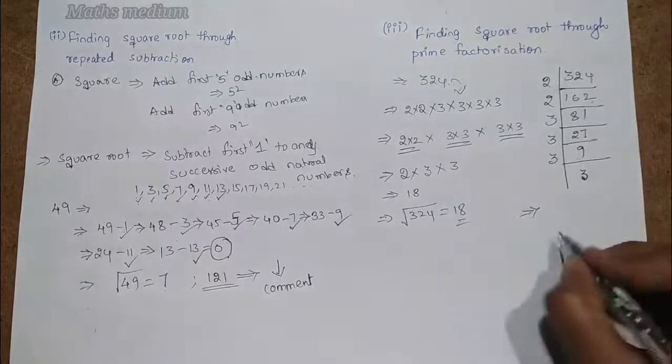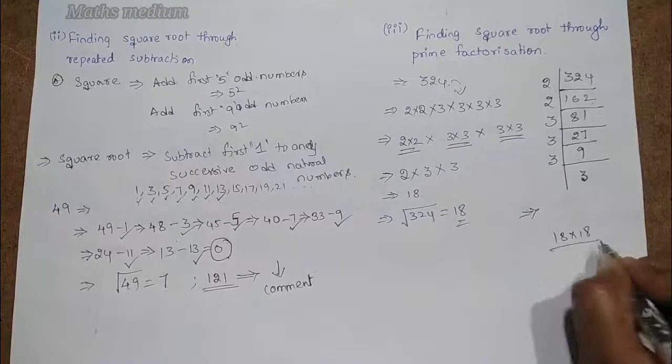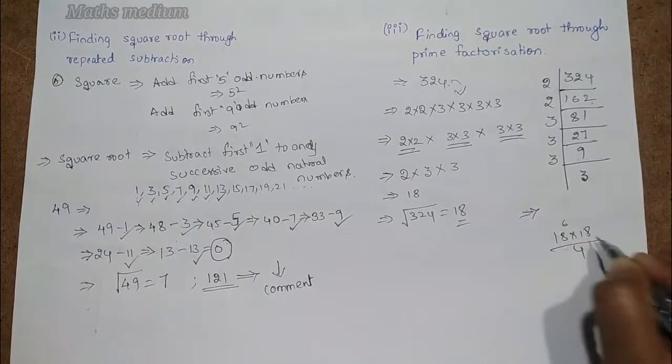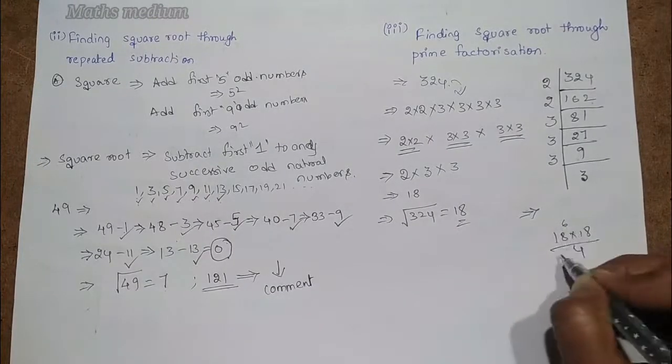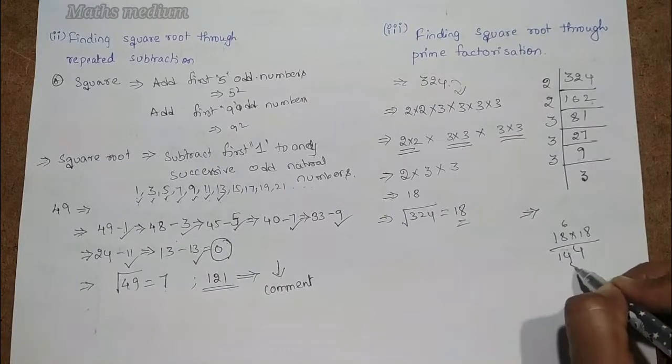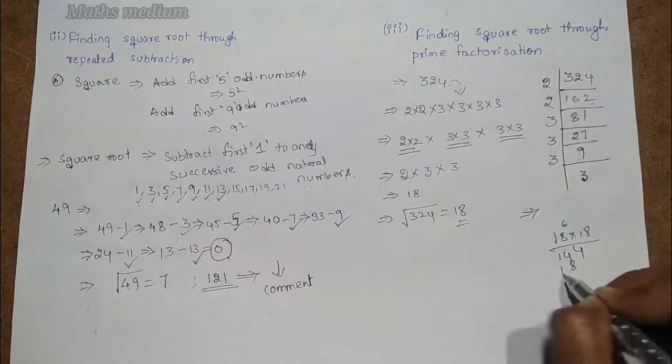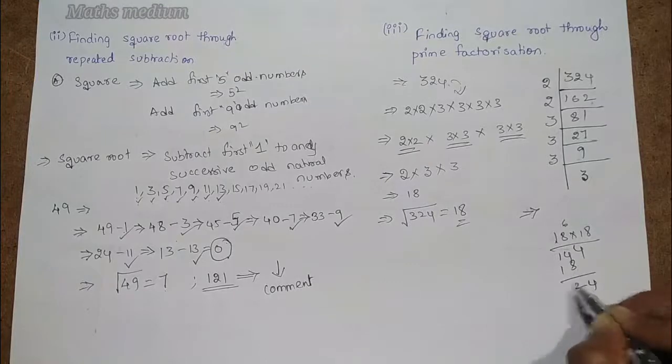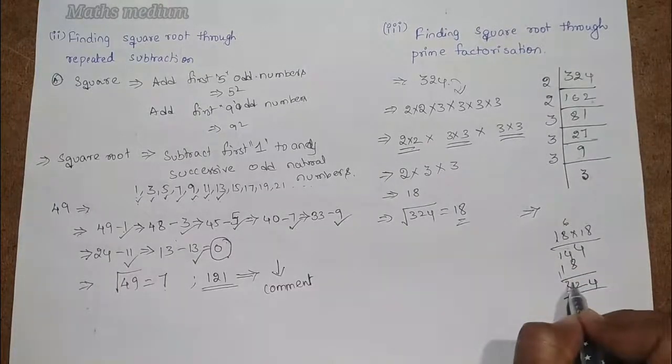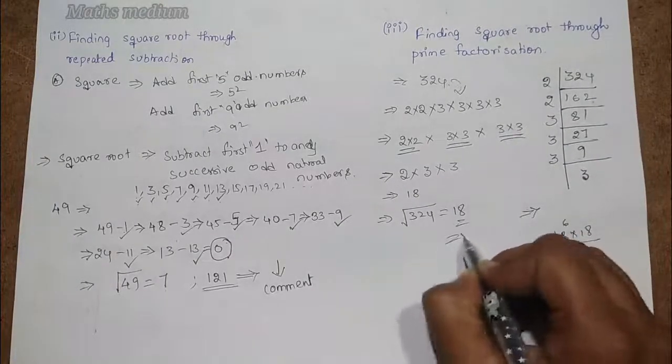If you want to confirm this, 18 into 18, 8 8s are 64, 8 1s are 8 plus 6, 14, 1 8s are 8, 1 1s are 1, 4, 12, 3. 324 is correct for this. Yes, we are absolutely correct.